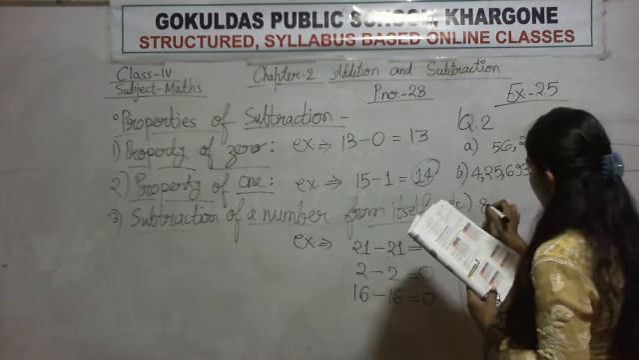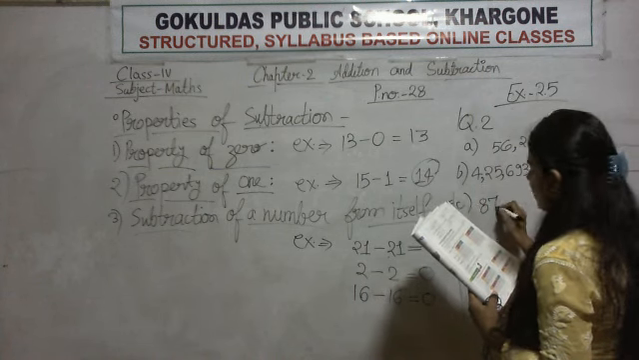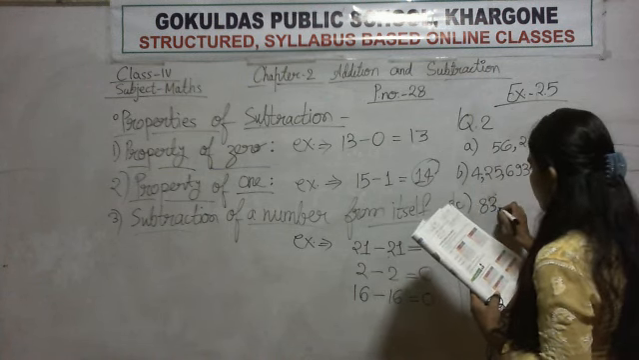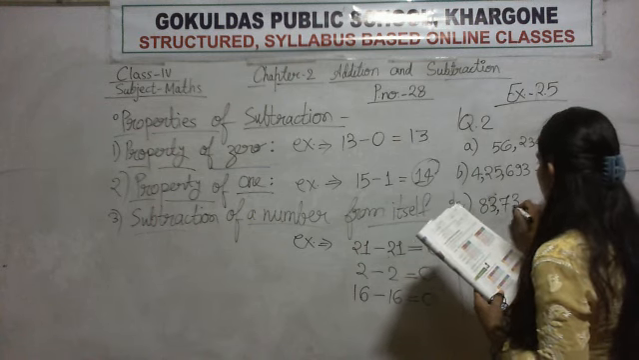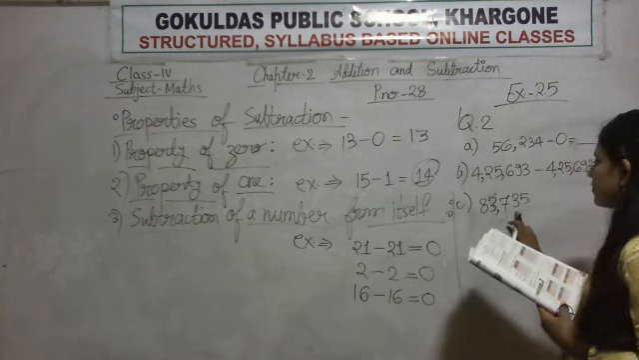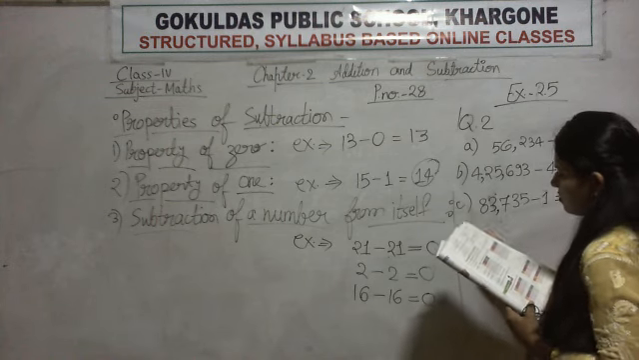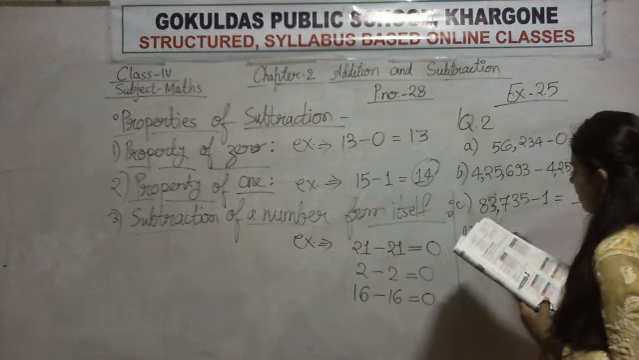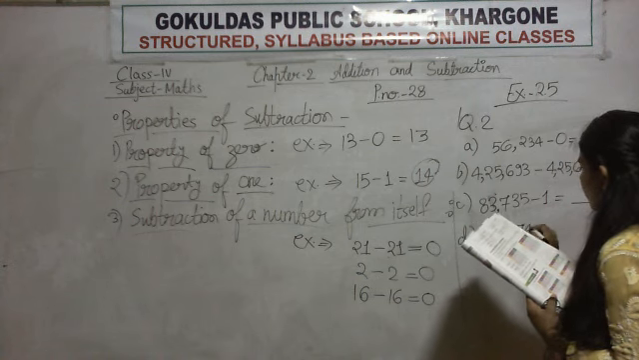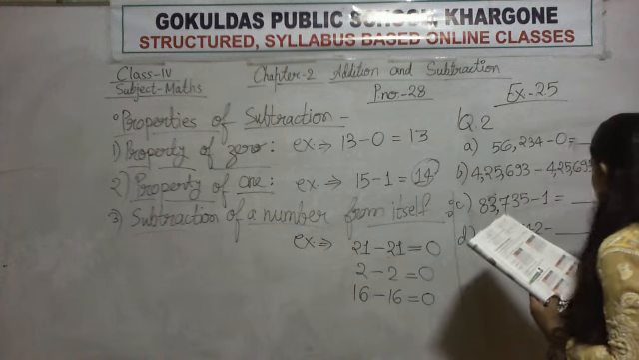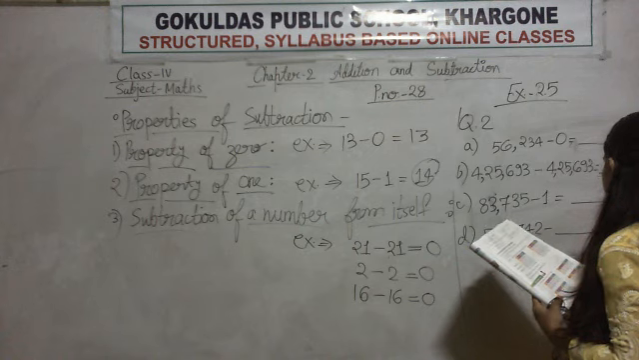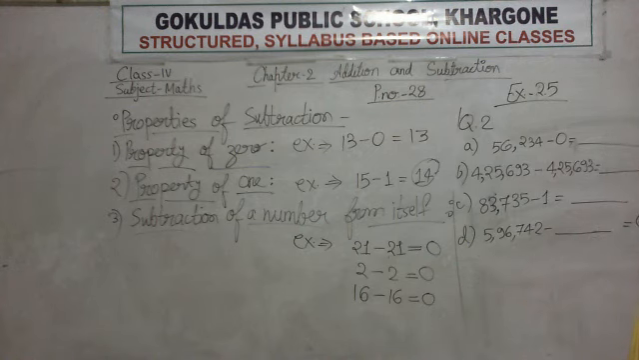Part C, I am writing the questions right now. 83,735 minus 1. What will be your answer next? 5,96,742 minus what will give you the answer as 0.